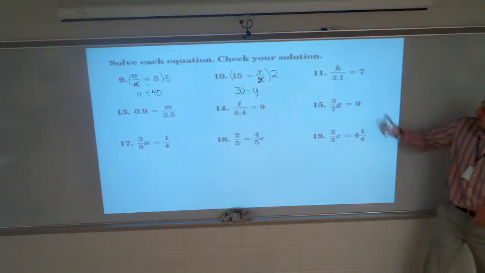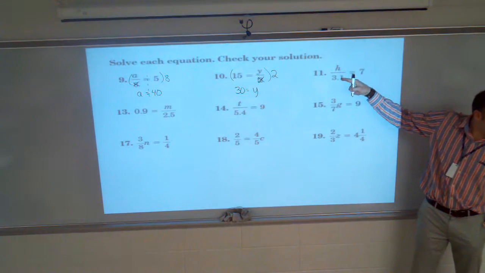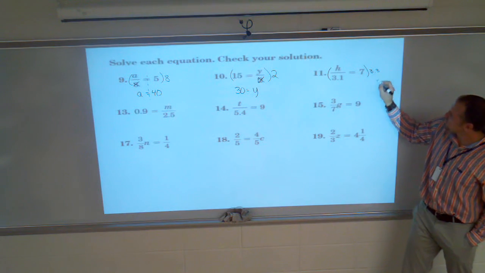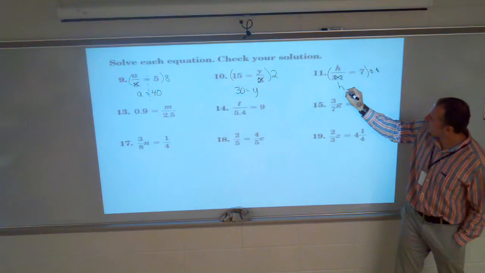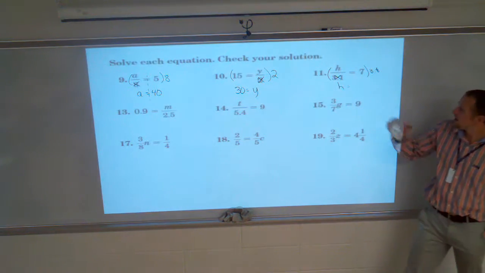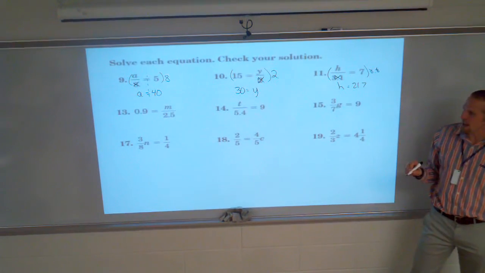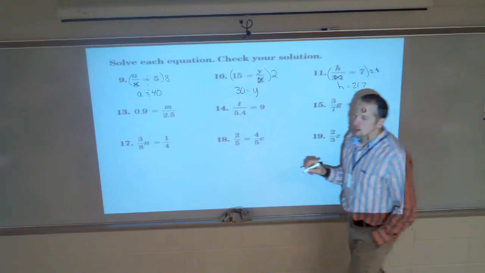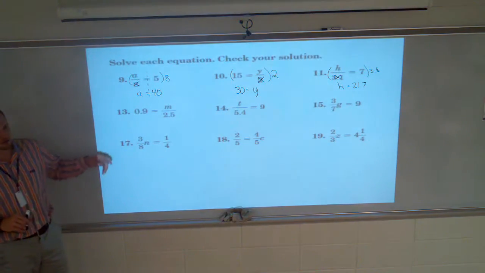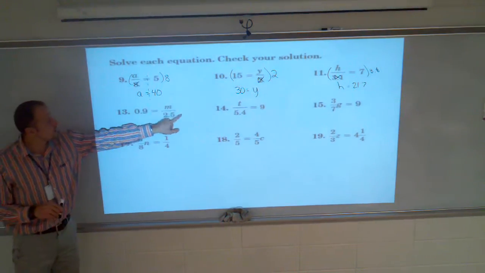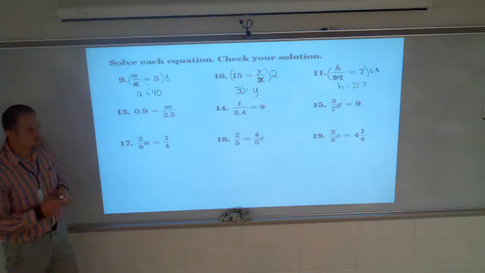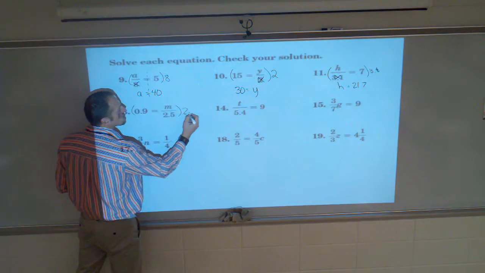All right. Nathan, what's the opposite of h divided by 3.1? Very good. So I need to multiply both sides by 3.1. This side will cancel. I have h equals what? Did you have it, Janae? 21.7. H equals 21.7. So, down here, everybody just use your calculators for this. Skylar, what do I have to do to solve this? Very good. I'm going to multiply both sides by 2.5.